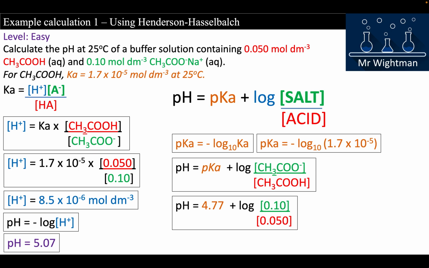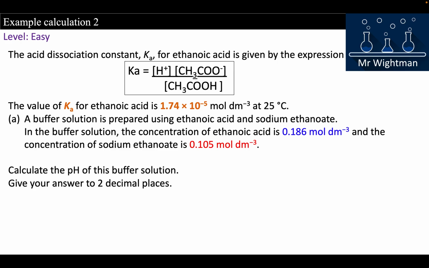So this one is log salt over acid. But if you did acid over salt, then that would have been minus log acid over salt instead of plus log salt over acid. And again, that would give me the same answer of 5.07. So both could be used. Personally, I prefer the one on the left. Up to you. This is another easy question, but it will quickly turn more challenging.